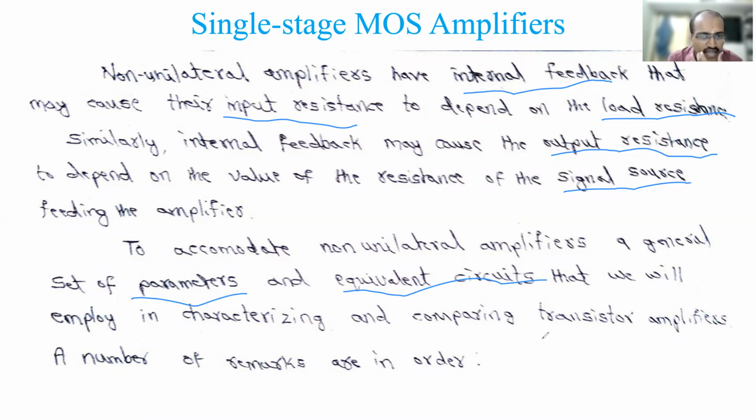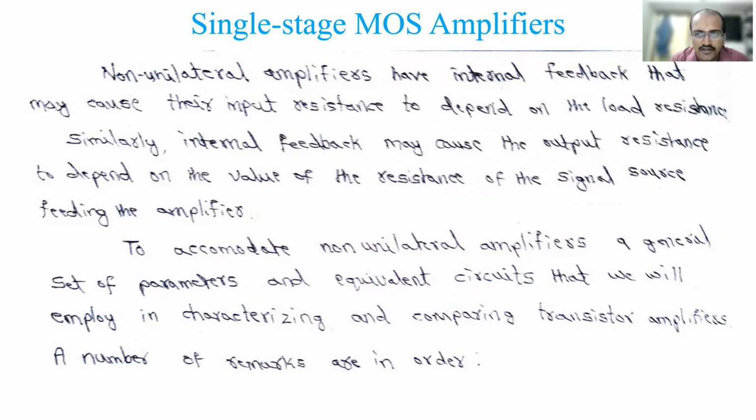The same thing happens to the various configurations of transistor amplifiers. It may be using BJT, FET or MOSFET, or maybe an op-amp. So in general, it requires some parameters and equivalent circuits, which we have shown. There are a number of remarks in order, some five to six remarks. We'll go through them to summarize these parameters.